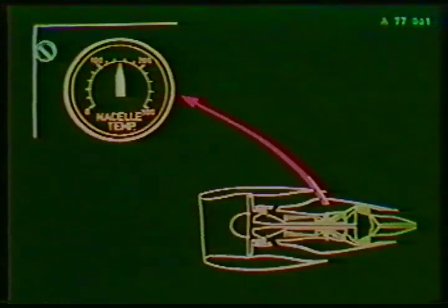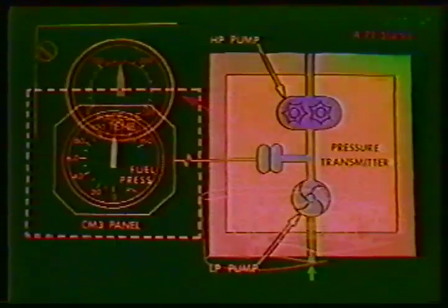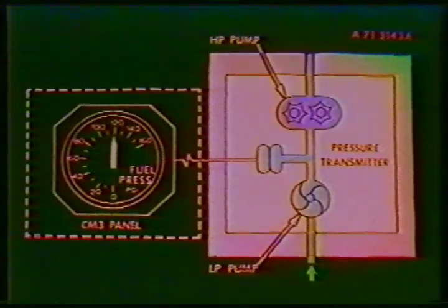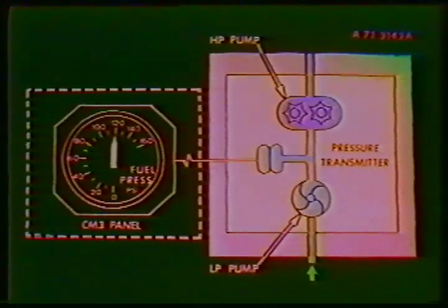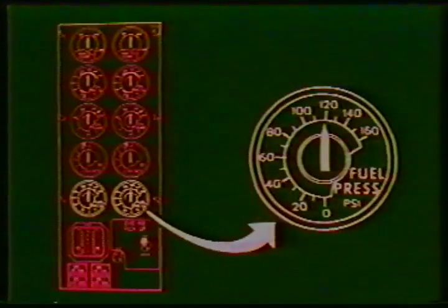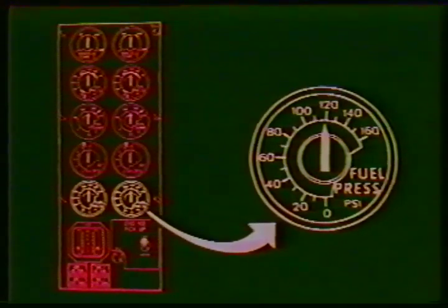The nacelle temperature indicator monitors the temperature between the engine and the cowling. A high temperature in this area would indicate a bleed manifold leak. Fuel pressure is sensed at the engine fuel system just prior to the high pressure pump that supplies the main engine control. Normal fuel pressure with engines running is 75 psi or greater.